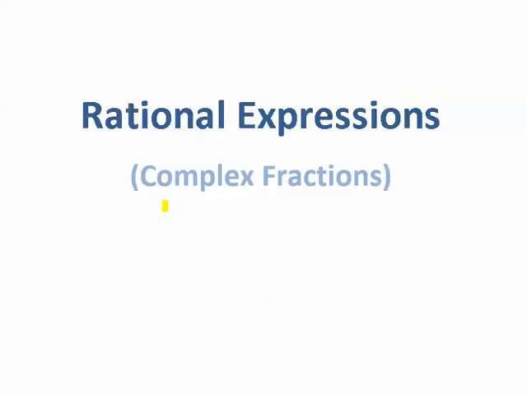Rational expressions, this time we're going to be talking about what we call complex fractions. Just so you know, a complex fraction is anytime you have a fraction that's involved in another fraction. And when I say involved with, it means division. For example, 2/3 over 5. That is an example of a complex fraction because we have a fraction in the numerator of another fraction.